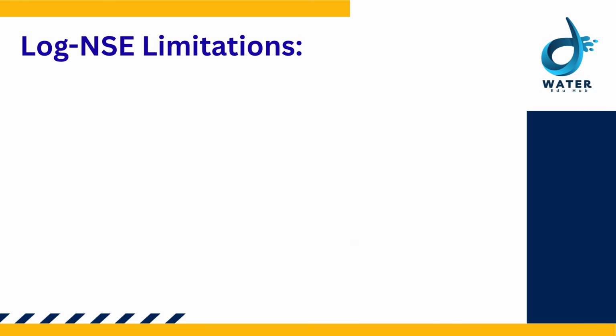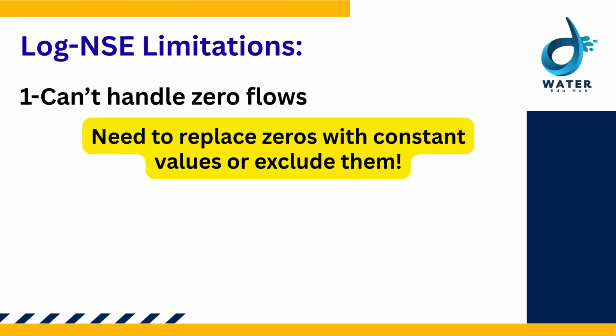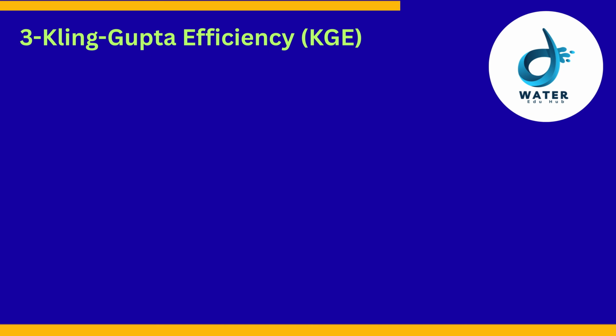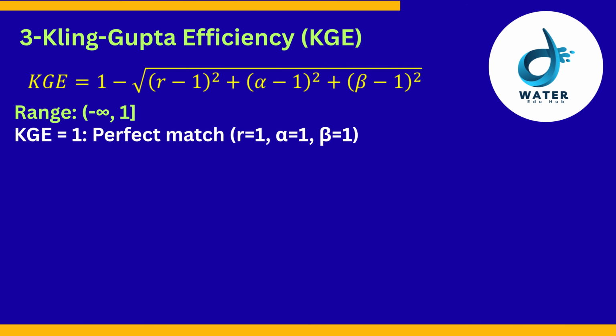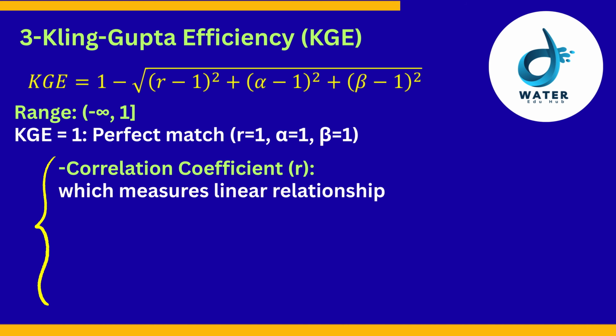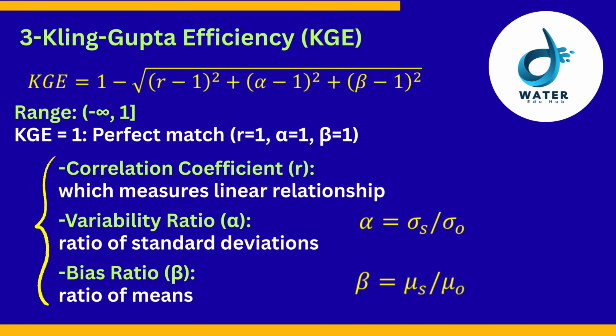Limitations are as follows. First, it can't handle zero flows. Therefore, we need to replace zeros with constant values or exclude them. However, the arbitrary constant can affect the results. Second, less interpretable than NSE, as the log space is not intuitive. Third, Kling Gupta efficiency, or KGE. It uses 3 components. Correlation R, which measures linear relationship indicating timing and shape matching. Variability ratio, or alpha, which measures whether simulated flow variability matches the observed one. And finally, bias ratio, beta, which measures systematic over or under prediction.